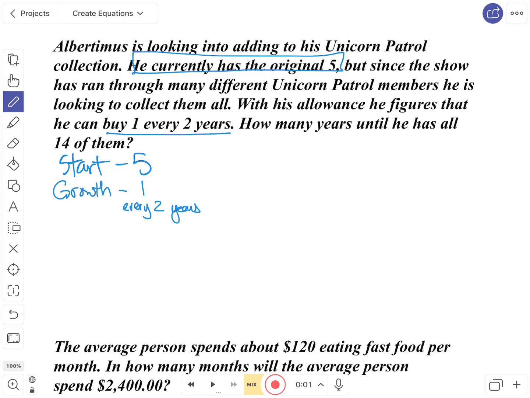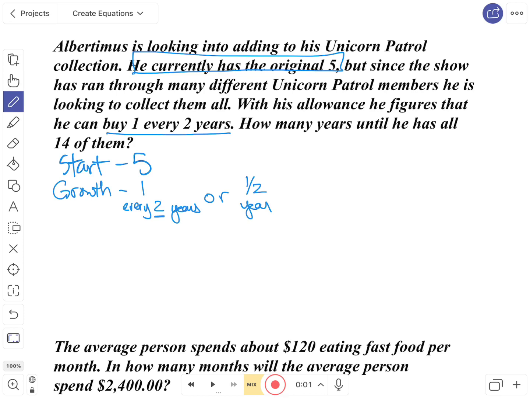Okay, so depending on how you structure it, you could think of it like 1 every 2 years, or because generally we don't like to do something every 2 years, we'd say, what does that mean every year? Well, that means he would buy half of 1 every year, wouldn't he? Okay.